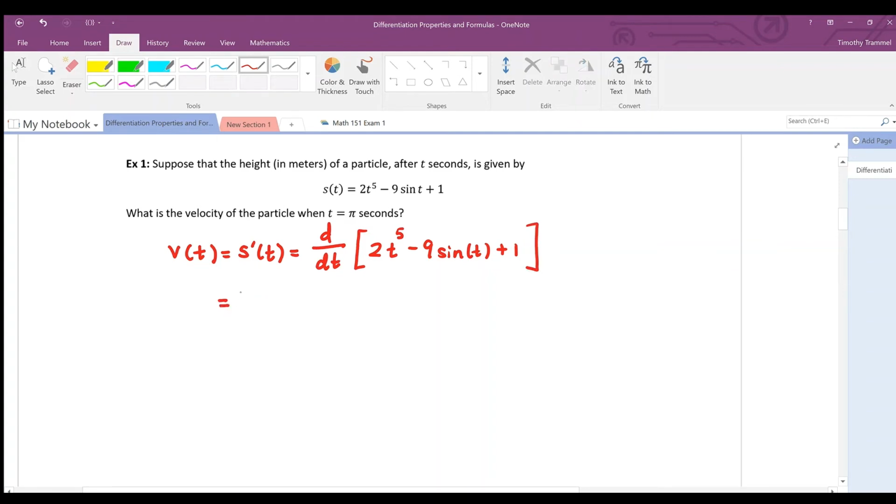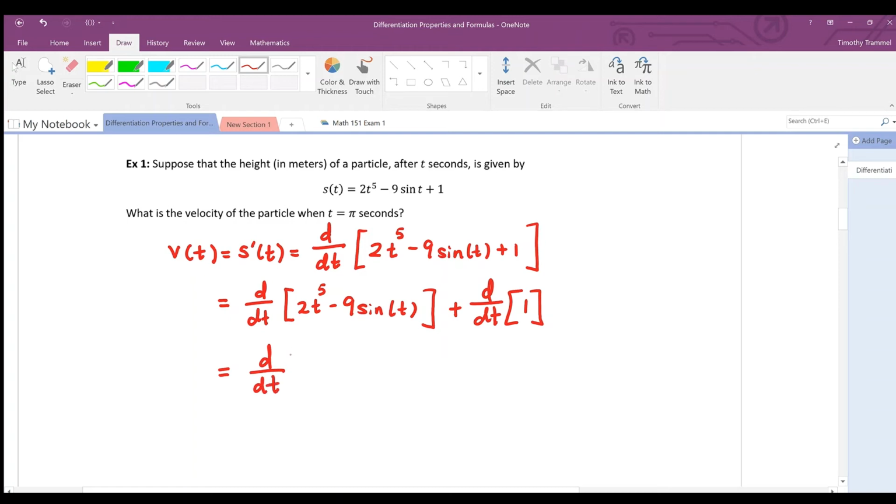Next, we're going to split this up. So this is going to look like d dt of 2t to the fifth minus 9 sine of t plus d dt of 1. All we've done so far is use the second rule. We split up addition. We can also split up the subtraction, or difference, of two functions. So this turns into d dt of 2t to the fifth minus d dt of 9 sine of t plus d dt of 1.